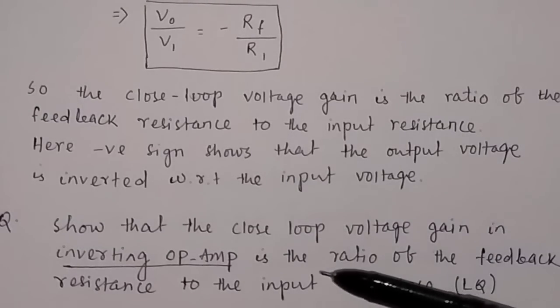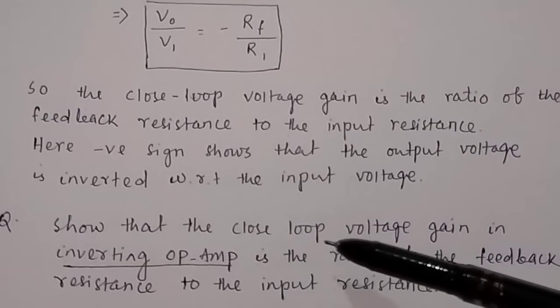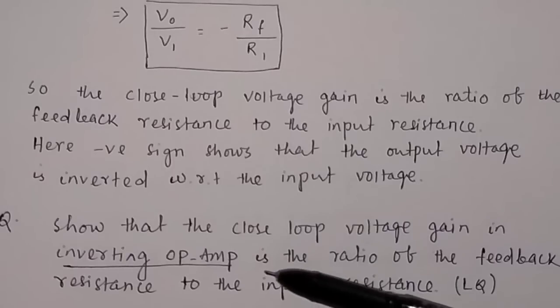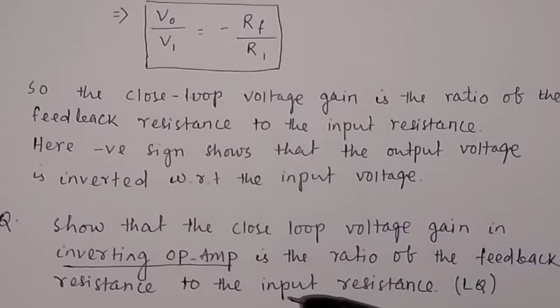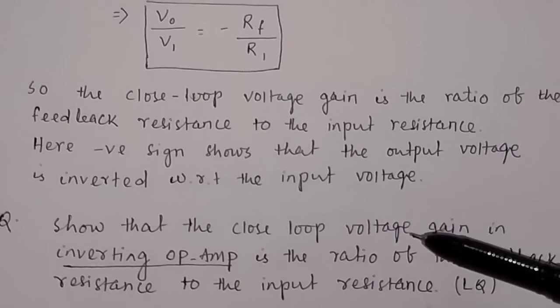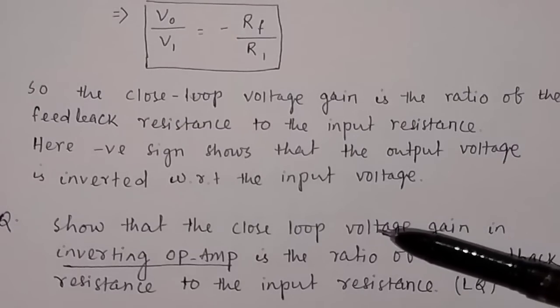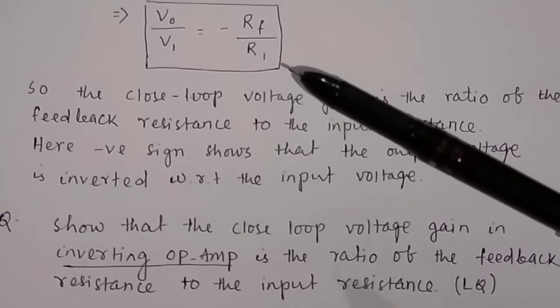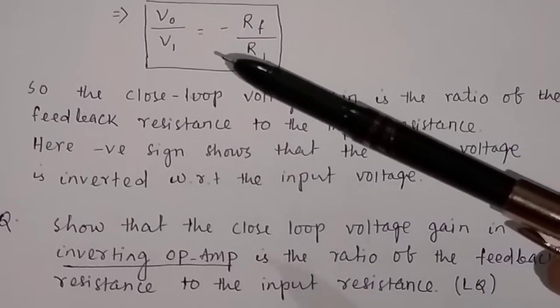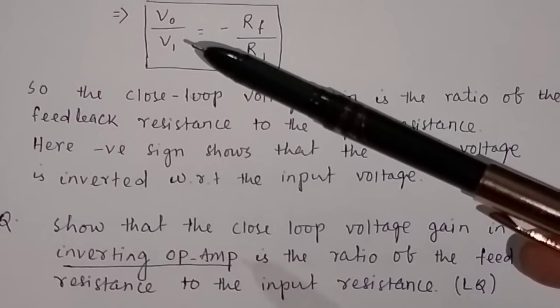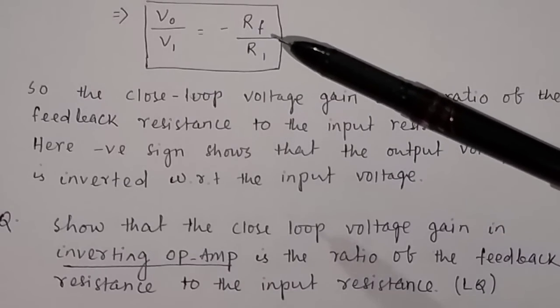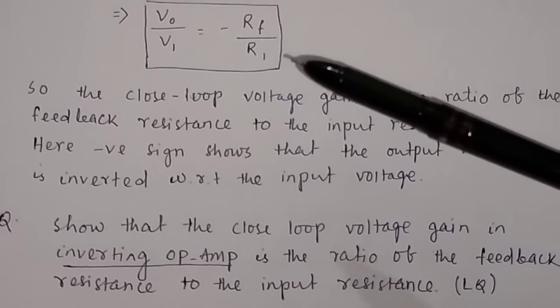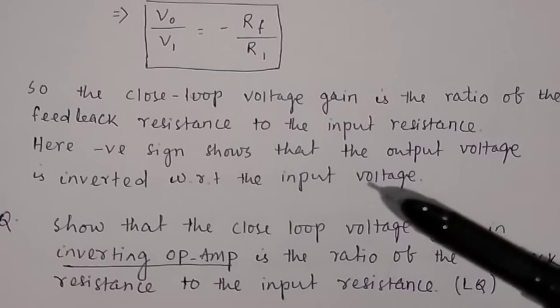And in theory you will be asked questions like this: the closed loop voltage gain in inverting operational amplifier is the ratio of the feedback resistance to the input resistance. So in long questions, 4-mark questions or 5-mark questions, you have to show this relation. This is the closed loop voltage gain in inverting amplifier, which is equal to the ratio of the feedback resistance to the input resistance. You have to prove this formula.